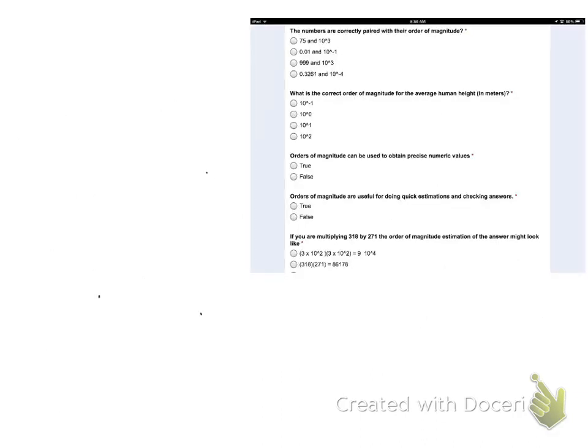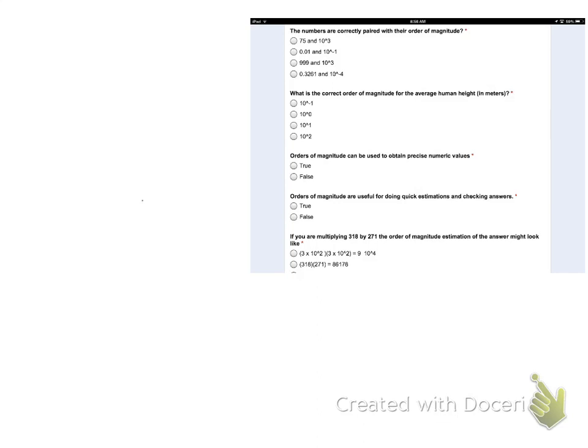Okay, there we go. Which numbers are correctly paired with their order of magnitude? You missed the question. Which numbers are correctly paired with their order of magnitude? 75 and 10 to the third? No. 0.01 and 10 to the negative first? No.